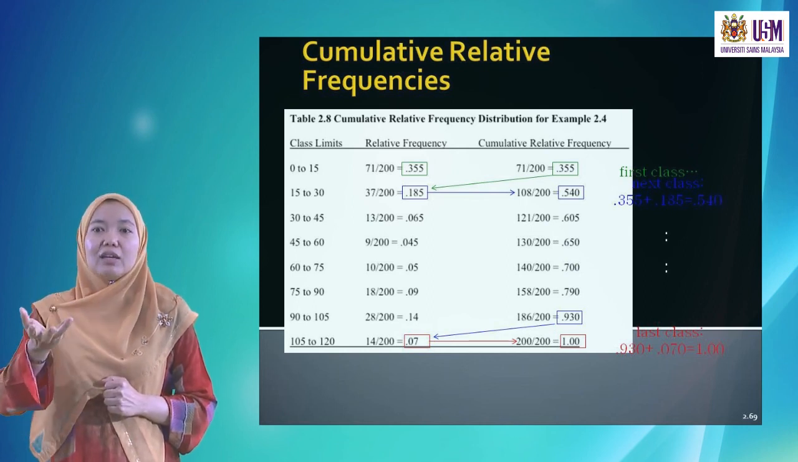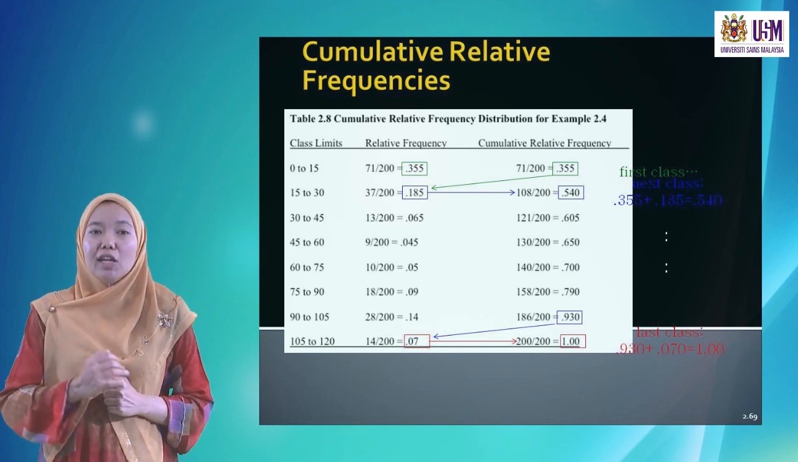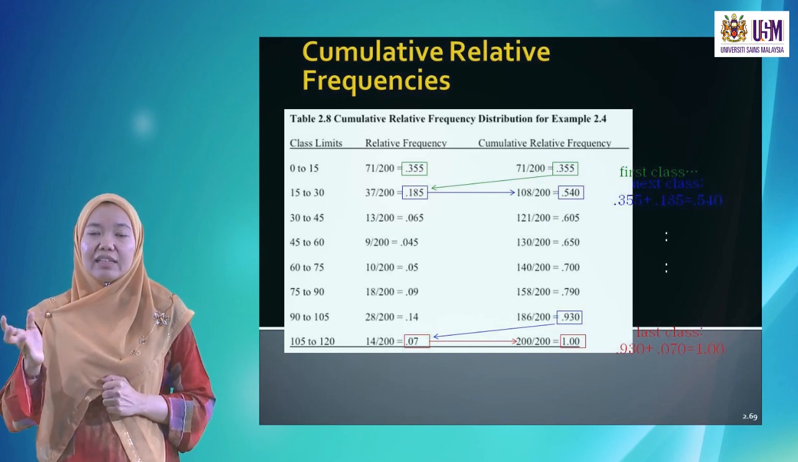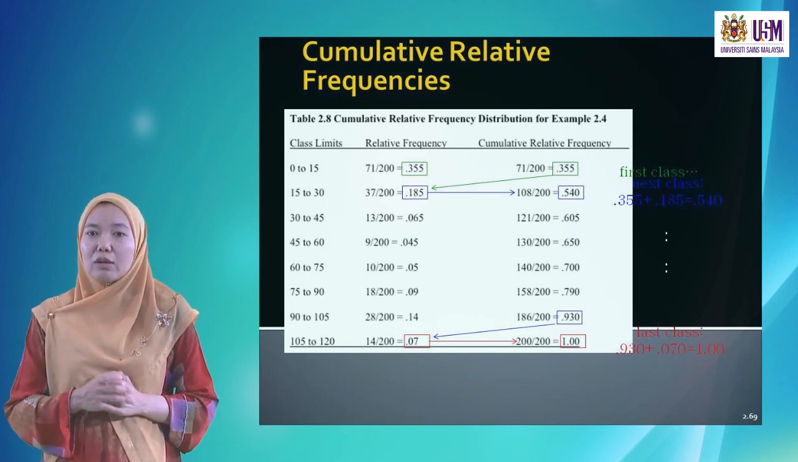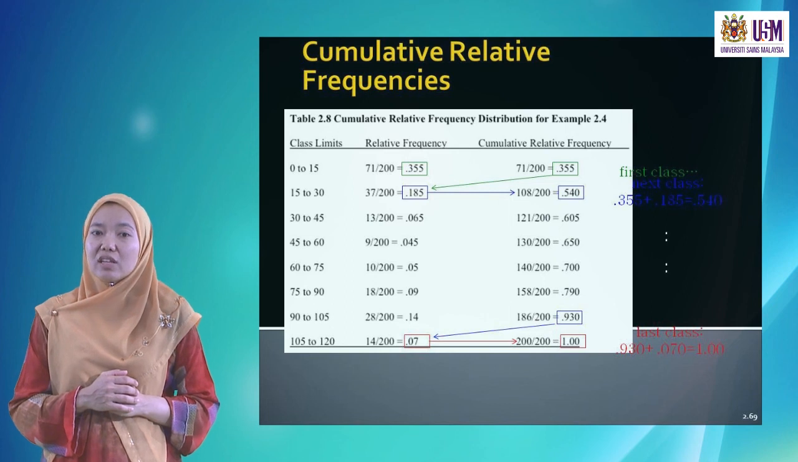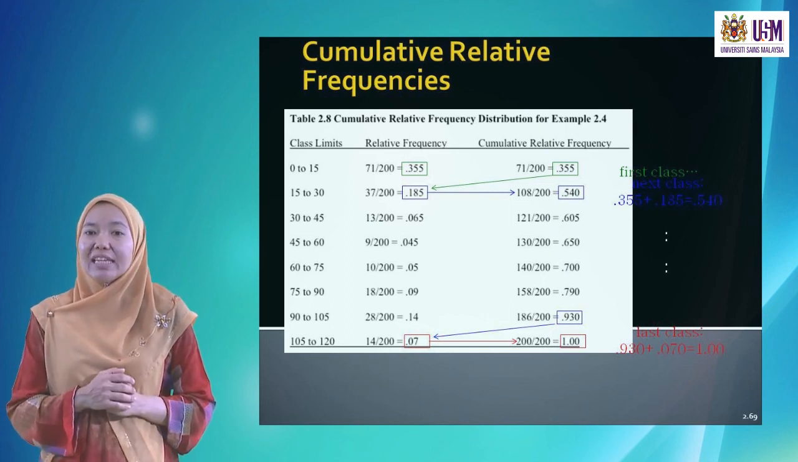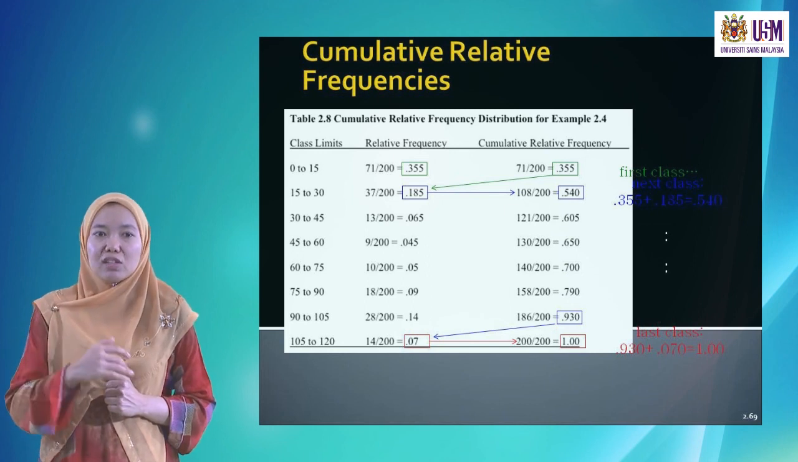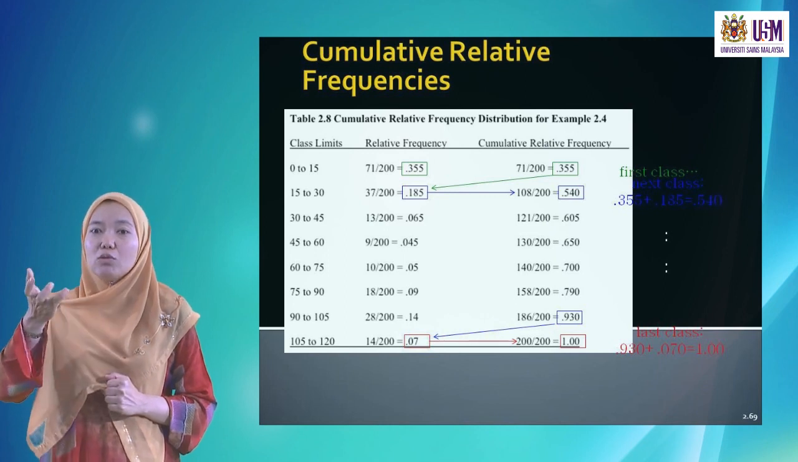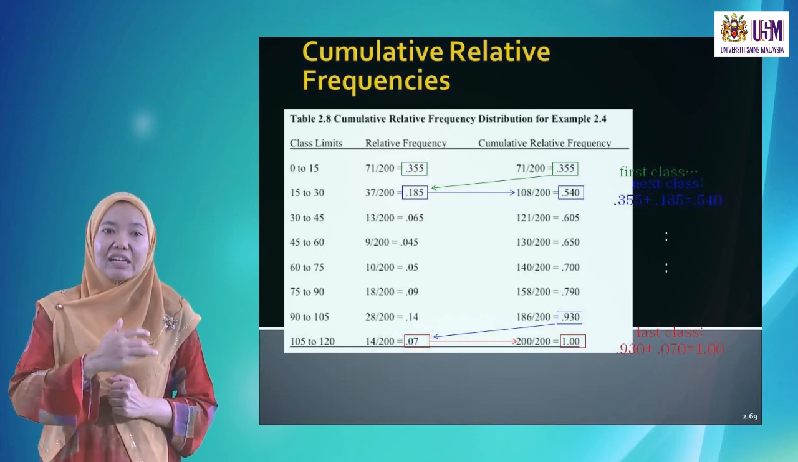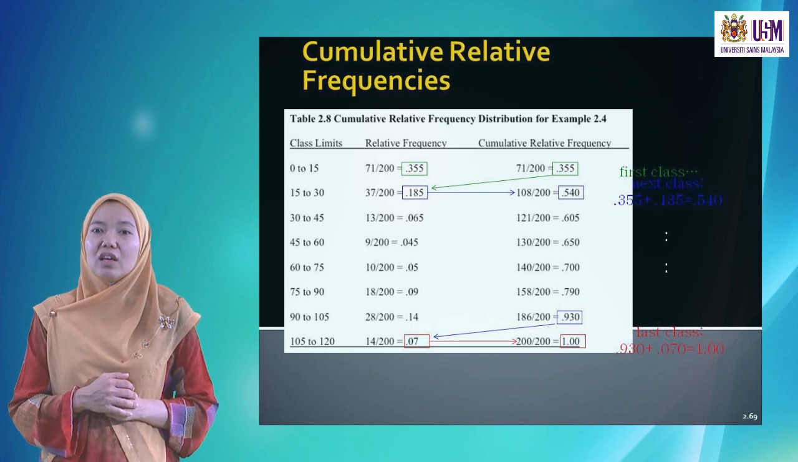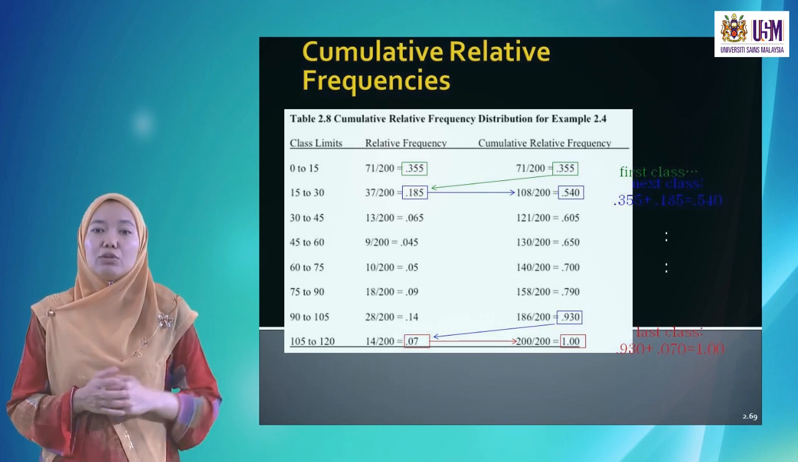That means the first class plus the next class. For the third row, for the class limit between 30 to 40, what you need to do is take the last cumulative frequency point, which is 0.54, and add 0.065 for the current group, so you get 0.605. Same thing for the next row, for the 45 to 60 USD class limit: you take the earlier 0.605, plus the current relative frequency of 0.045, so you get a cumulative relative frequency of 0.65. You do this for the rest.